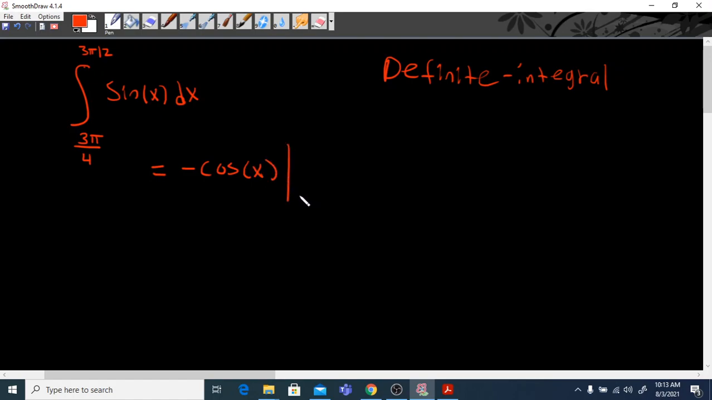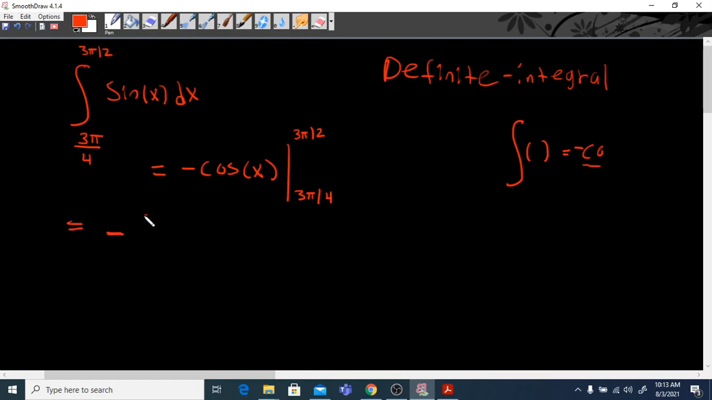So in other words, this is literally just going to be the negative of cosine. And this is actually going to be true anytime you integrate to a co-function. If you integrate something and the result is a co-function, then you're going to have a negative sign in front. That's going to be the case all the time. Okay, and now we just have to evaluate at these limits of integration.